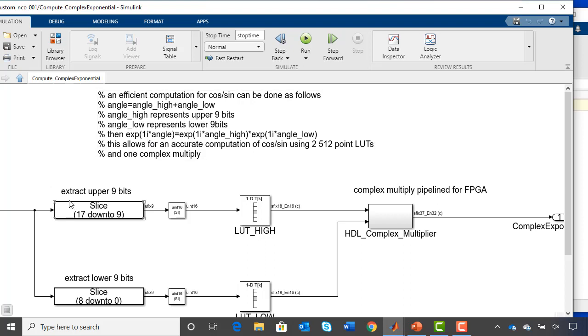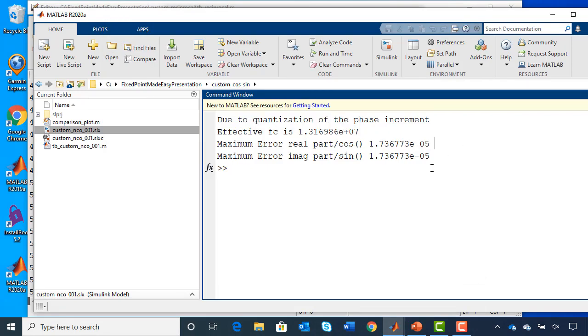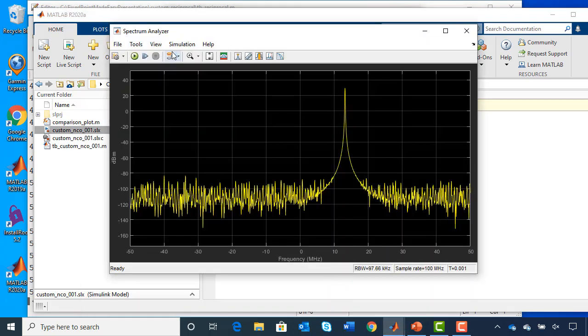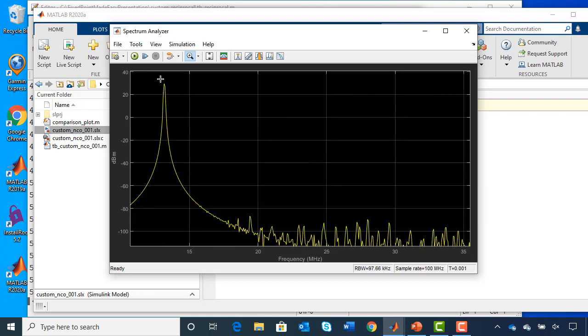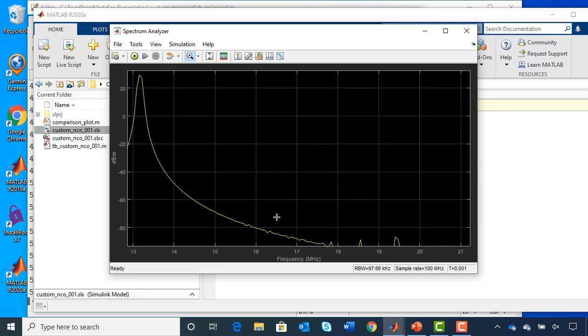You can see here we extracted the upper 9 bits, here we extracted the lower 9 bits. There are 2 different lookup tables and then a complex multiply. And if you look at the mathematical performance, the error was on the order of 10 to the minus 5. If we actually look at the spectrum here, you can see that the noise floor is over 100 decibels down, because this is north of 20 and this is below 80. So the noise floor in this case is over 100 decibels down.